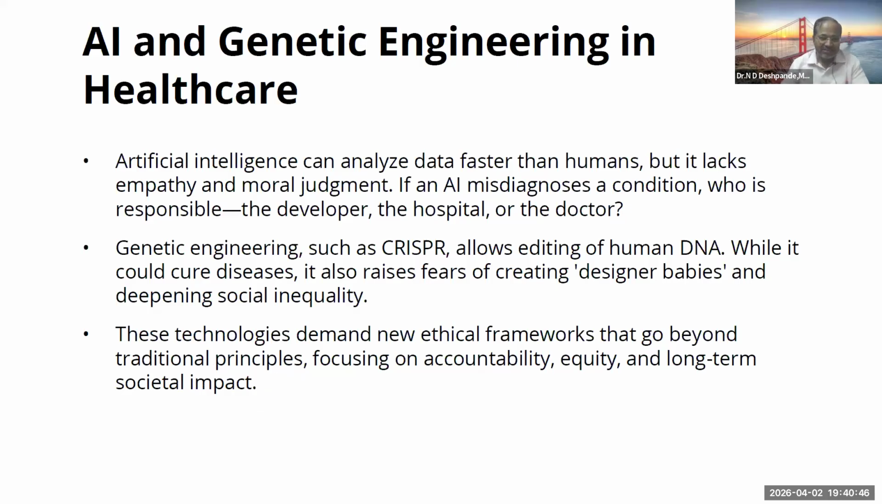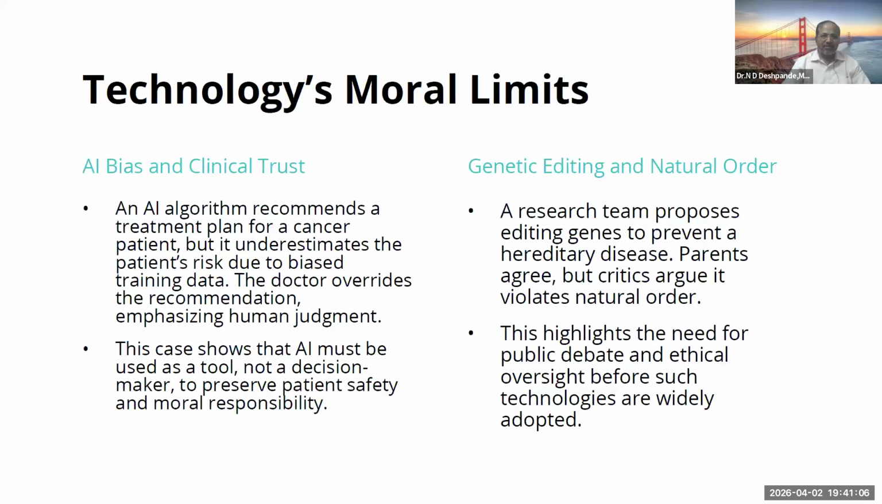In a long-term basis, how the patient will be seen amongst the public is also crucial, because he himself does not know in the future who will look at him in what manner. So AI and genetic engineering in healthcare is also one of the moral and ethical issues that needs to be dealt with by the workforce working in the healthcare sector. Then comes technology's moral limits. AI bias. AI comes with its own bias, and there's a lot of mistrust, especially clinical trust, which is depleting in some cases.